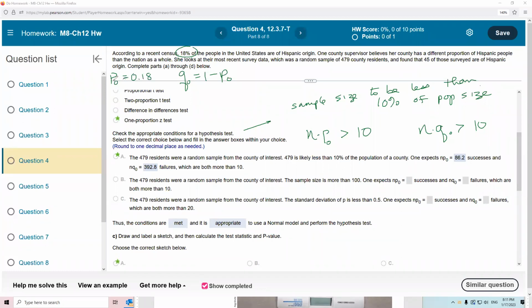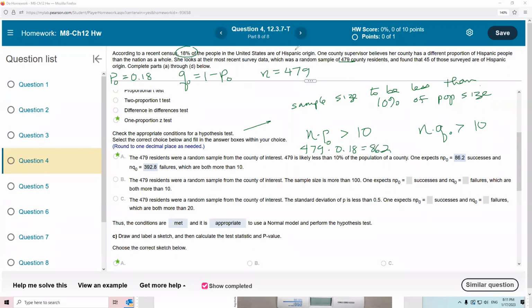All right, so let's do the check. In our case, the sample size n is 479. So I'm going to work out 479 times 0.18 on my calculator. And if I do that, I'm getting 86.2.